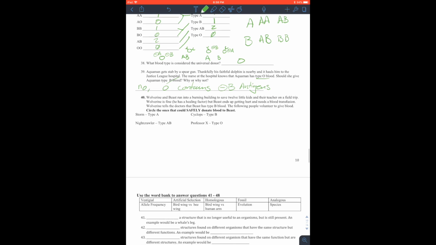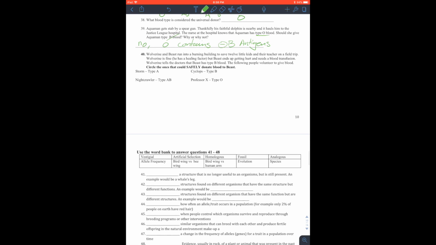Wolverine and Beast run into a burning building to save 12 little children and their teacher on a field trip. Okay, so Wolverine is fine. He has a healing factor. But Beast ends up getting hurt and needs a blood transfusion. Wolverine tells the doctors that he is type B. The following people volunteer to give blood. Select the ones who are safe.